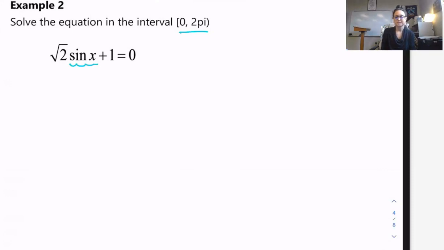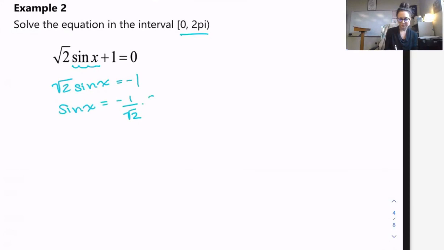What do we need to do to get sine of x by itself? The first thing we need to do is subtract 1. So I've got square root of 2 times sine x equals negative 1. Then I need to divide both sides by square root of 2. So I get that sine of x is negative 1 over square root of 2, which maybe doesn't look super familiar yet, but if we rationalize, multiplying numerator and denominator by root 2, I get that sine of x should be negative root 2 over 2, and this is looking familiar hopefully now.